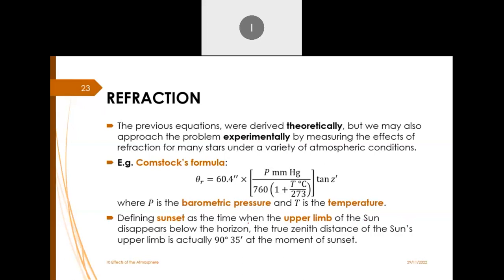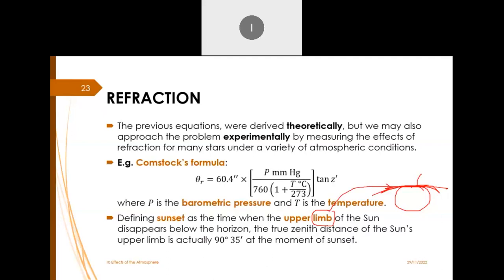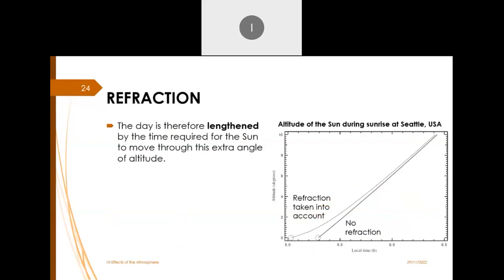So defining sunset as the time when the upper limb of the sun disappears below the horizon. This is your sun, so the upper limb means its top edge. In Malay, we call that pinggiran. So the limb is the edge, the upper surface of the sun, disappearing below the horizon. The true zenith distance of the sun's upper limb is actually 90 degrees at the moment of sunset.